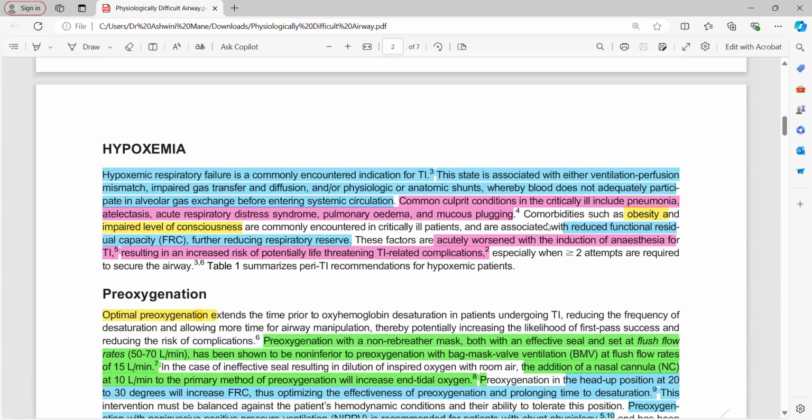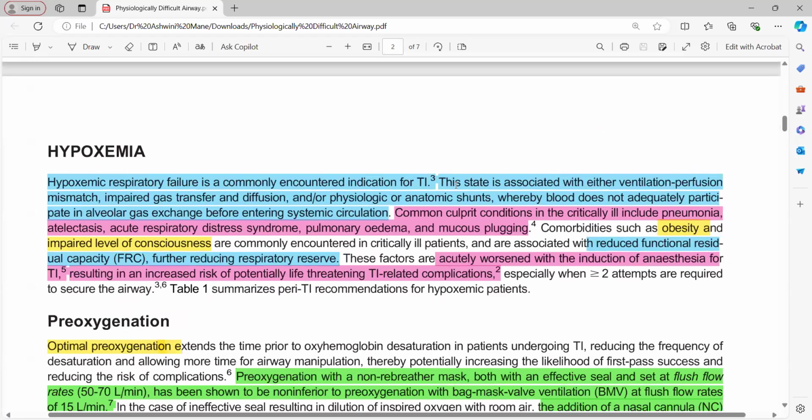Now we'll see the factors which are responsible for the physiologically difficult airway. First is hypoxemia. Hypoxemic respiratory failure is a commonly encountered indication for tracheal intubation. This state is associated with ventilation perfusion mismatch, impaired gas transfer and diffusion, and physiological and anatomical shunt, where blood does not adequately participate in alveolar gas exchange before entering systemic circulation. The common culprit conditions include pneumonia, atelectasis, ARDS, pulmonary edema, and mucus plugging.